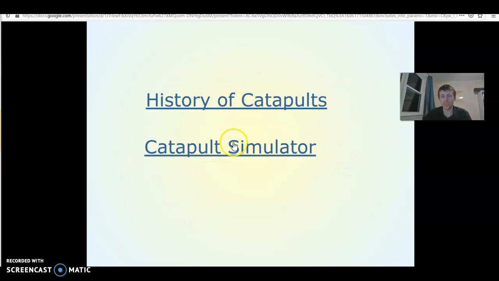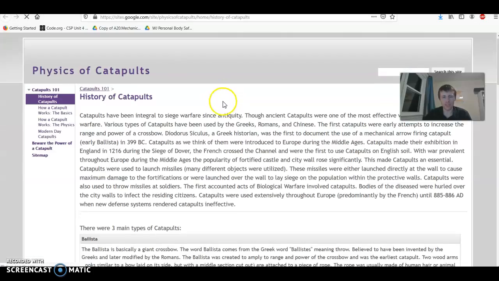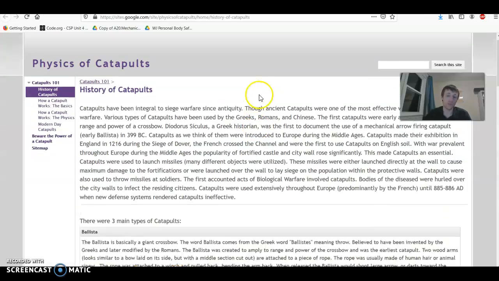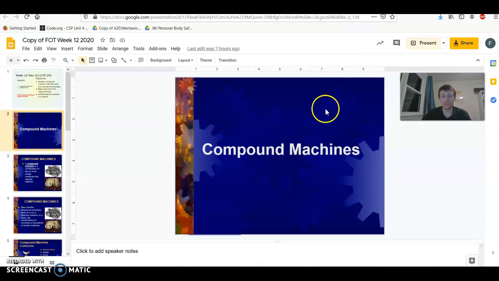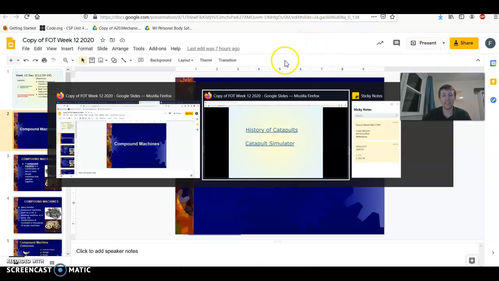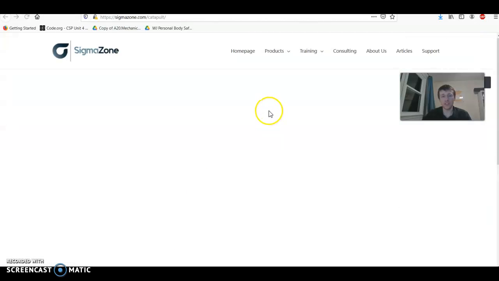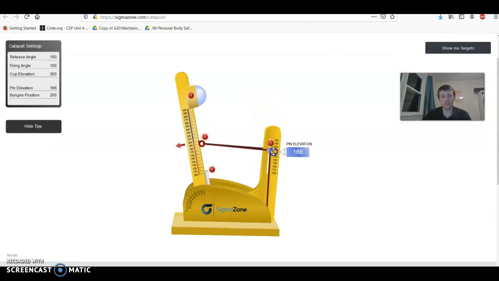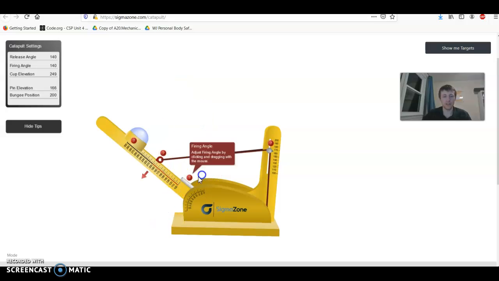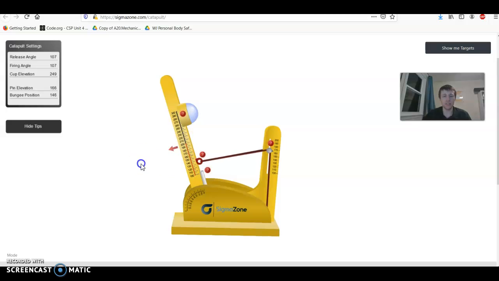Here I give you a couple of sources you might want to check out. This one takes you through the history of catapults, which could be useful for your upcoming assignment. Hint, hint, nudge, nudge. And then I have a catapult simulator, which lets you actually see how far different settings will let you throw a ball using this catapult here. So there's all sorts of stuff to play with here, and you can see what works the best and play around with it. Have fun.